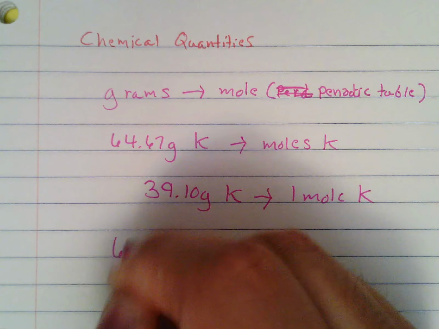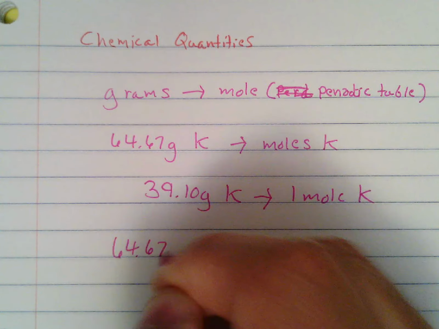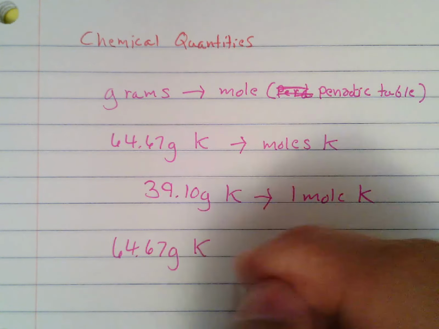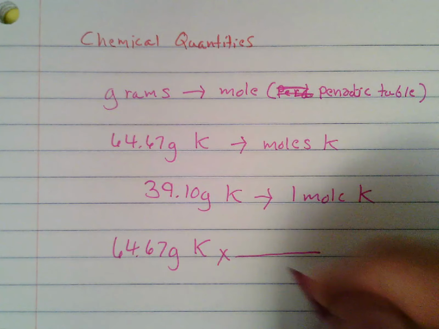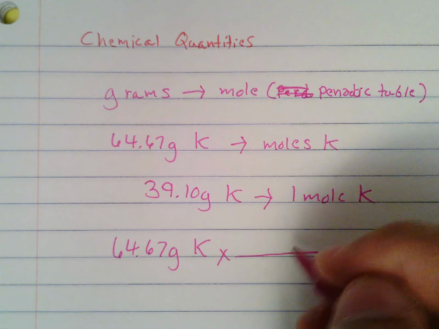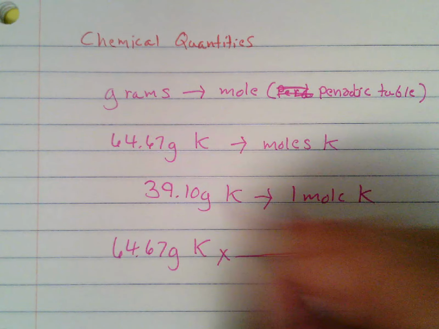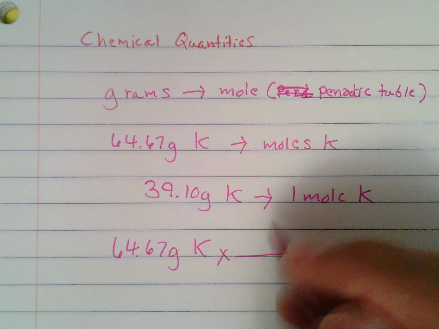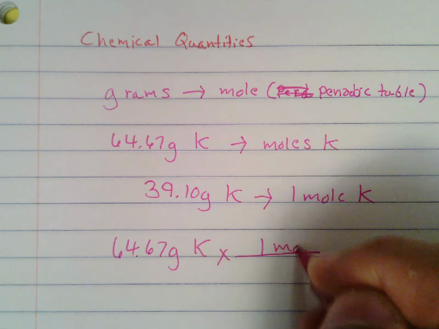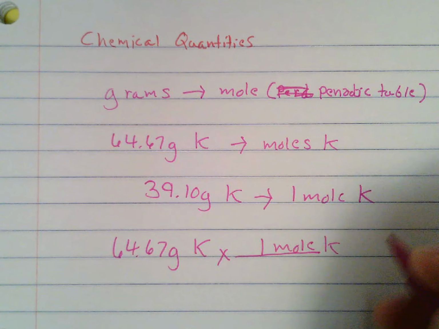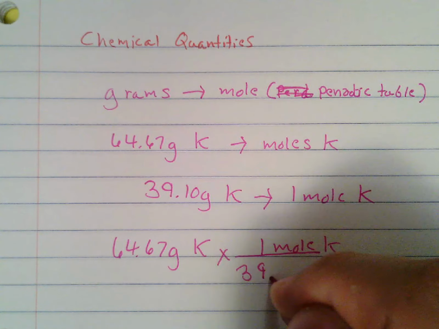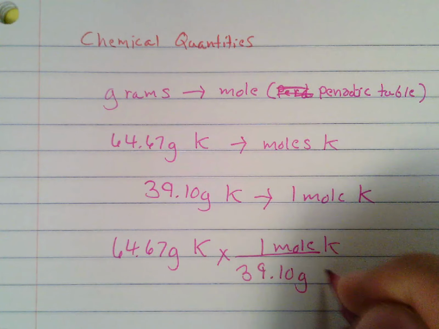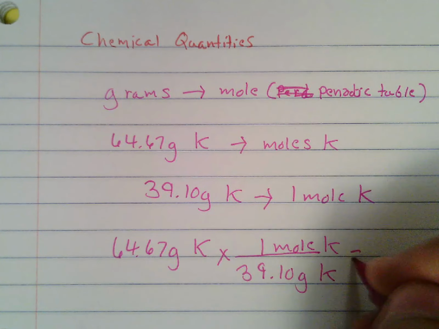That's 64.67 grams of potassium. And we set up our conversion factor, and we put what we want as our unit on the top. So that's going to be this set of numbers. And so moles will go up here. So we'll have 1 mole of potassium. And then we're going to put our grams on the bottom, because that's what we already have and we're trying to get rid of. So that's 39.10 grams of potassium there. And this is a one-step problem, so we can put our equals.